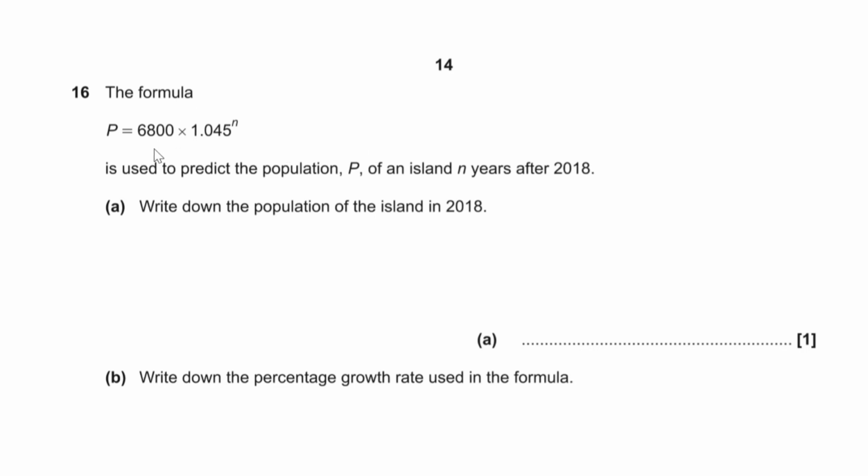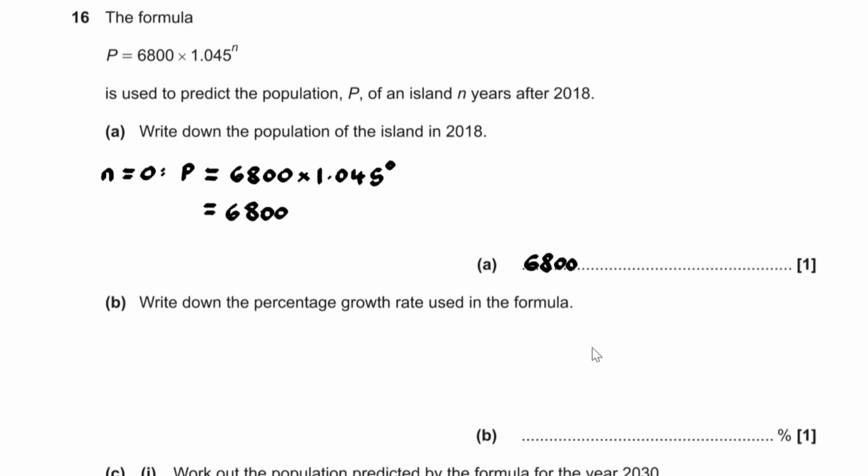Question number 16. The formula P equals 6,800 times 1.045 to the n is used to predict the population P on an island n years after 2018. For part A, we have to write down the population of the island in 2018. Well, that is when n is equal to 0. So we have P equals 6,800 times 1.045 to the 0. So it turns out the population in 2018 is 6,800 because 1.045 to the 0 is 1. So we've got 6,800 times 1, which is 6,800.